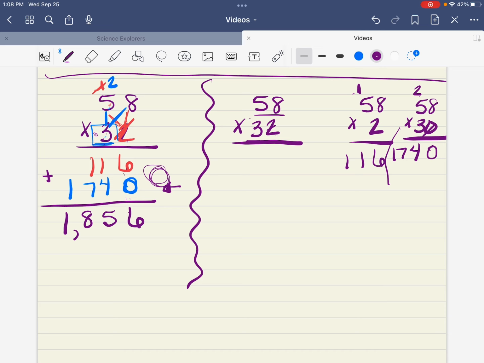Now we still have to get a total, so we have to add those up. So 116 plus 1,740. And again, we're back exactly where we left off. So 6, 5, 8, and 1. The only benefit to doing it this way, where you're breaking it up into separate problems, is that it's a little bit easier for some people to manage than putting it all in a line. But again, that's totally up to you.